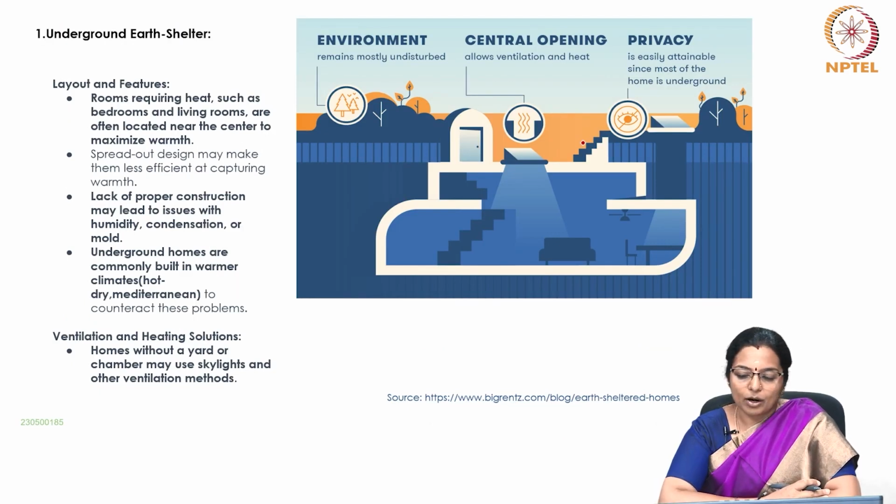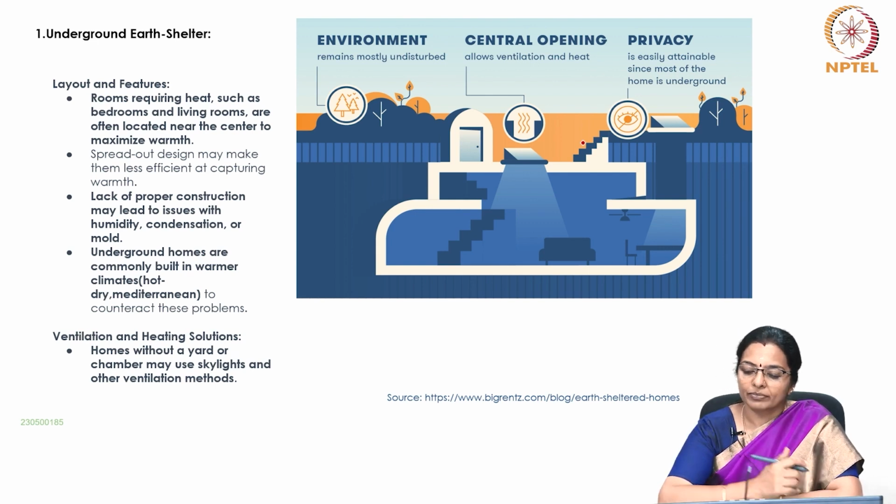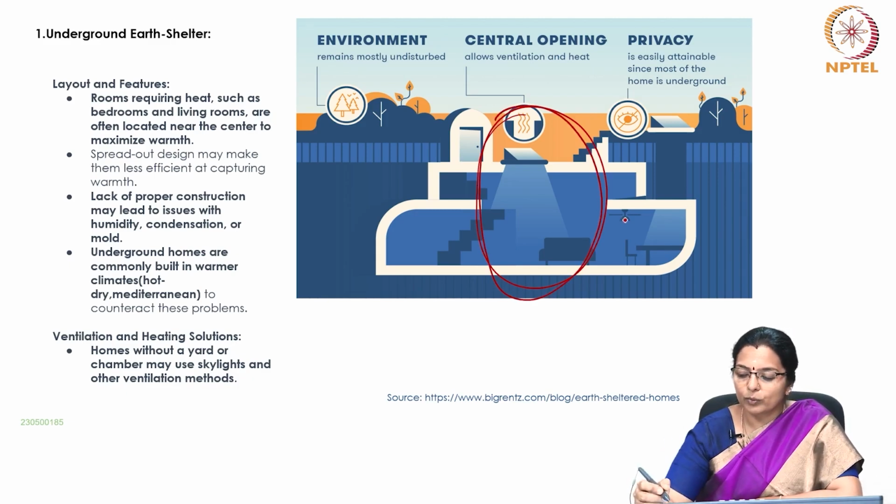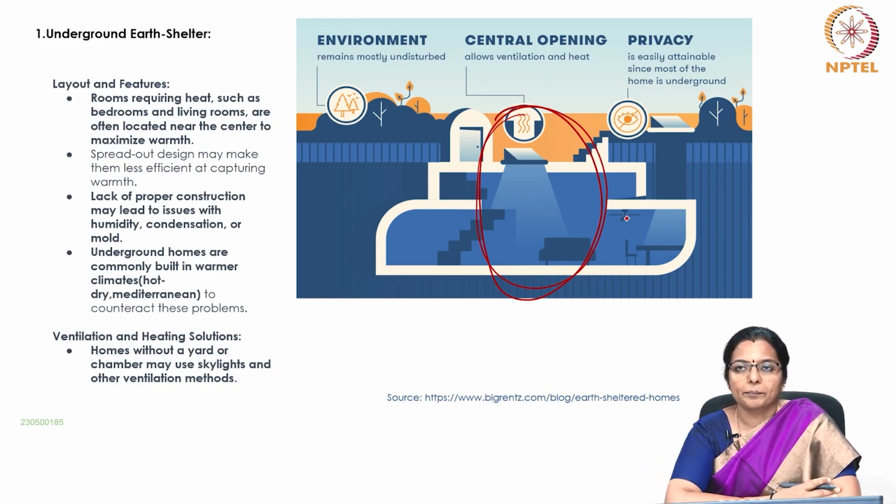If we look at the layout and features, rooms requiring heat such as bedrooms and living rooms are often located near the center to maximize warmth. So, if this is the central opening, then areas which require warmth and are habitable are primarily exposed to this part. It is a spread out design and these may make them less efficient at capturing warmth.